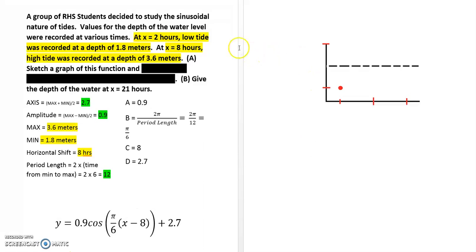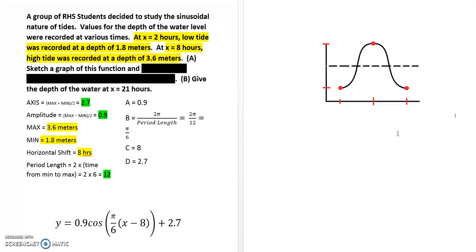Now in reading our problem, we notice that the low tide occurs first. So we have our minimum point. And then a high tide occurs, which means we're then going to be going down to low tide. So we started at low tide, went to high tide, and we come back down to low tide to show one full cycle. And now we connect the dots, and we have a basic sketch of our sinusoidal function.